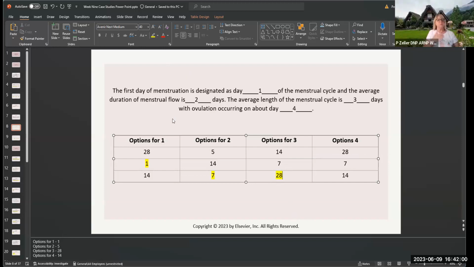Now, some women have shorter periods, some have longer. Okay. The average length of the menstrual cycle is how long? What, we didn't do that. The average, let's see, is 2. The average length of the menstrual cycle is 3 days. Oh, number 3. I'm sorry. Without ovulation occurring about what day? 14. I have, these confuse me. It should be A, B, and C. All right.